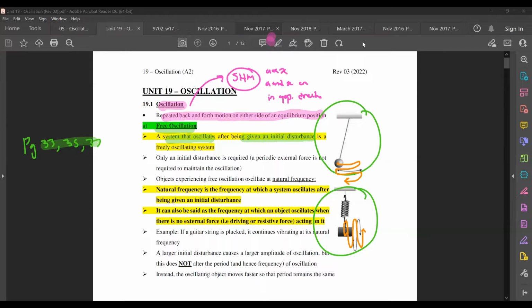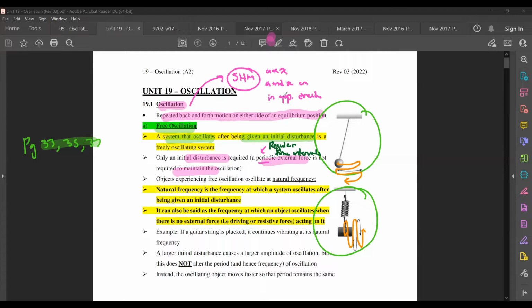In free oscillation systems, you really only need an initial disturbance, okay? A periodic external force is not required to maintain the oscillation. Periodic here means at regular time intervals. Okay, that's what periodic actually means. Periodic external force means force being applied at regular time intervals. Okay, so this one, let me just write it out. You do not need to apply a force periodically to have free oscillation.